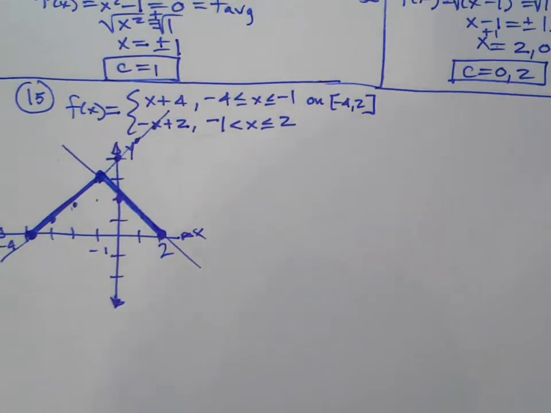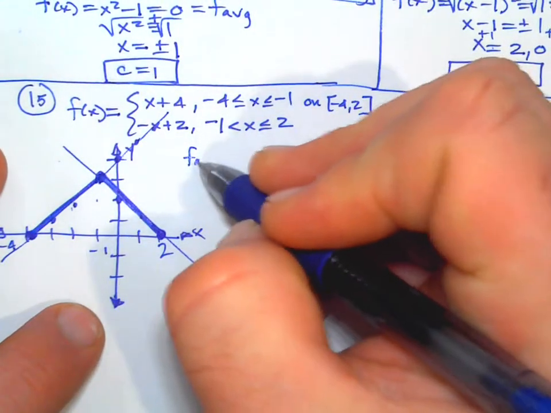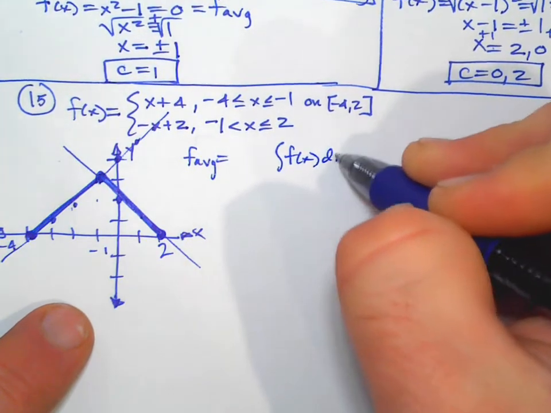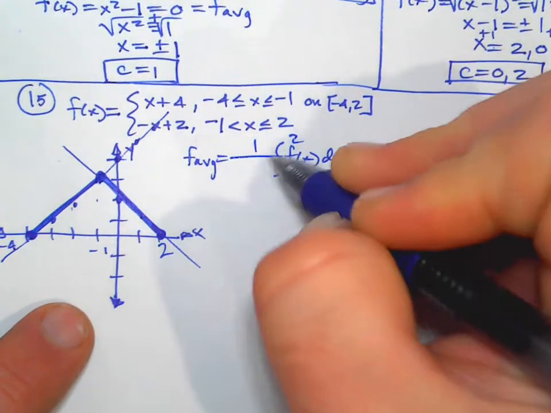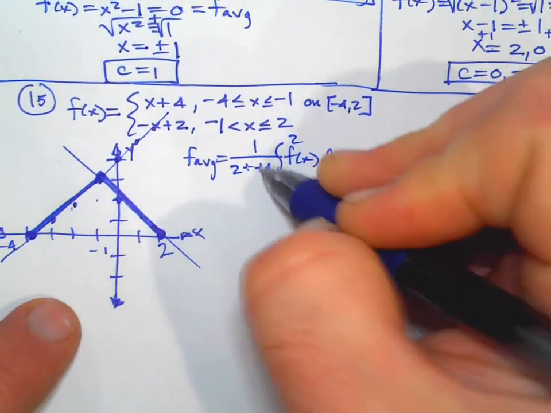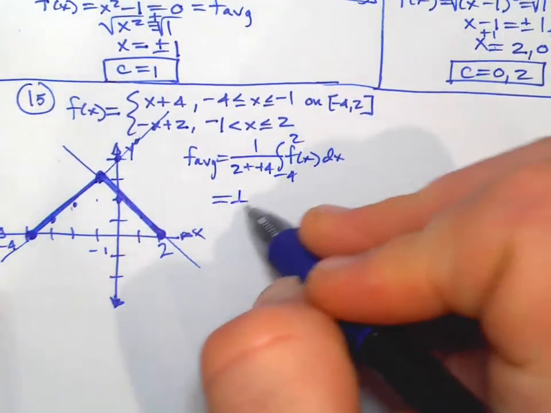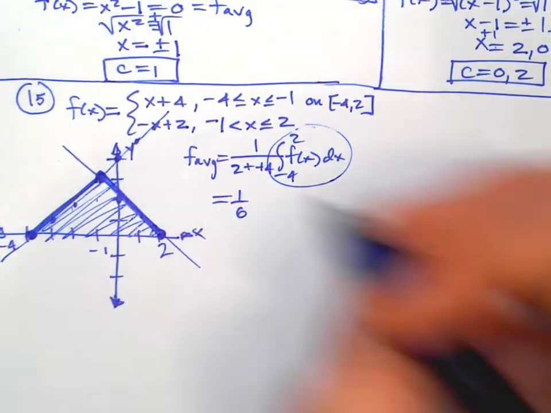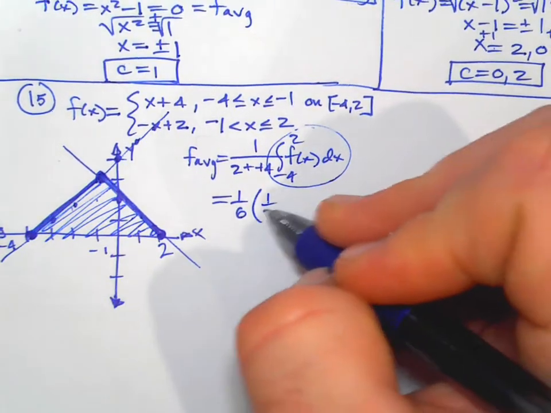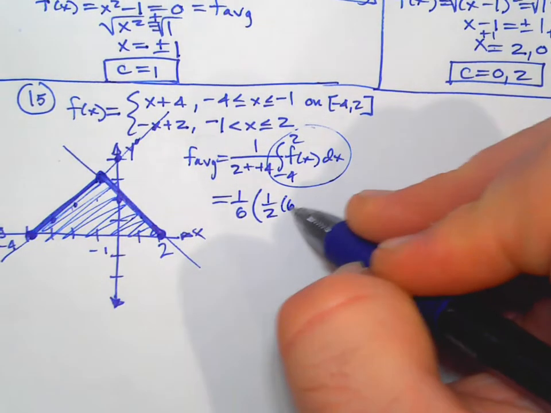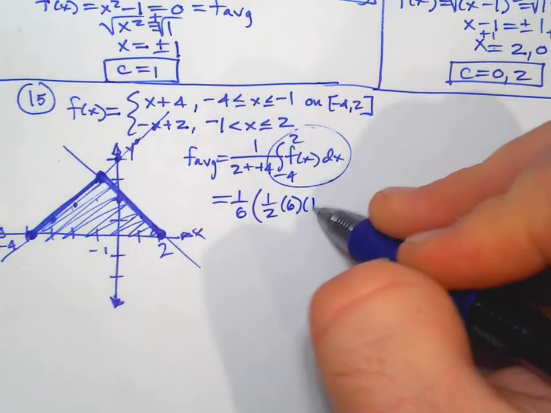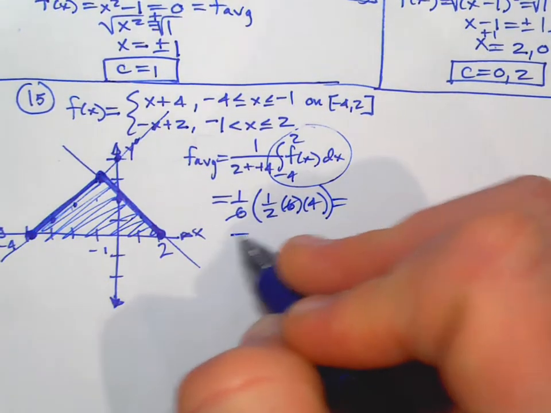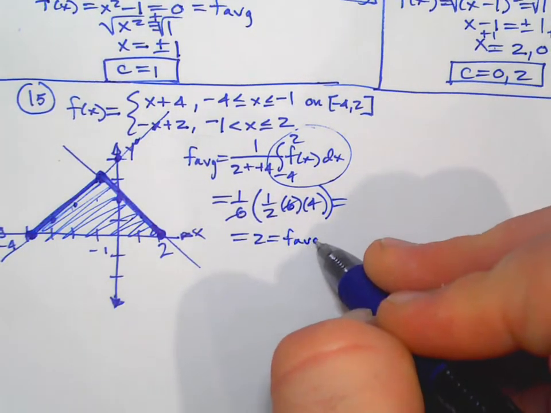And we're going to try and find the average value. So the average value, remember, we could write it as the integral of the function from -4 to 2 divided by the base, which should be positive. So it's going to be 1/6. Now this right here is going to be the area under this graph. So we could do a little triangle, 1/2 base. Base is 6. The height is 4. And so the answer is 2. Average value is 2.